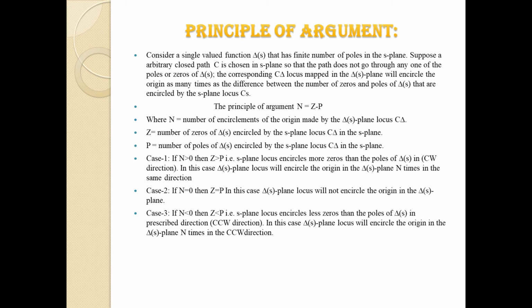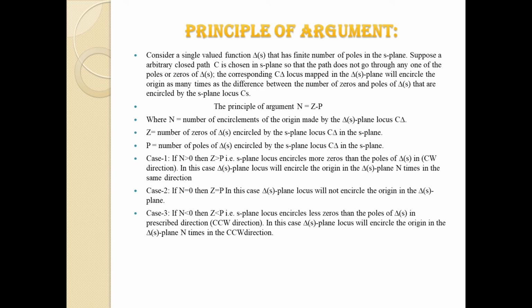Z is the number of zeros encircled by the S plane locus C, and P is the number of poles of delta S encircled by the S plane locus C in the S plane. So N represents the number of encirclements of the origin made by the delta S plane locus C delta, and that is equal to Z minus P.